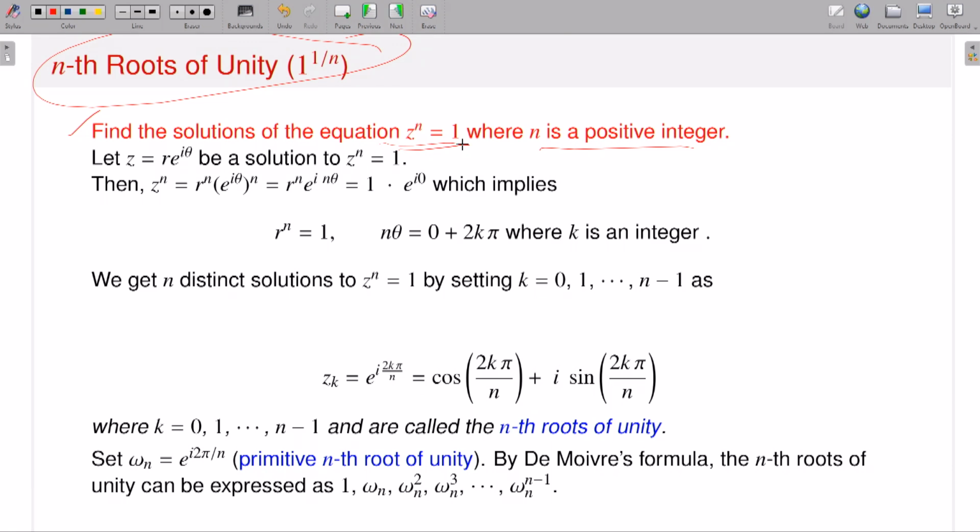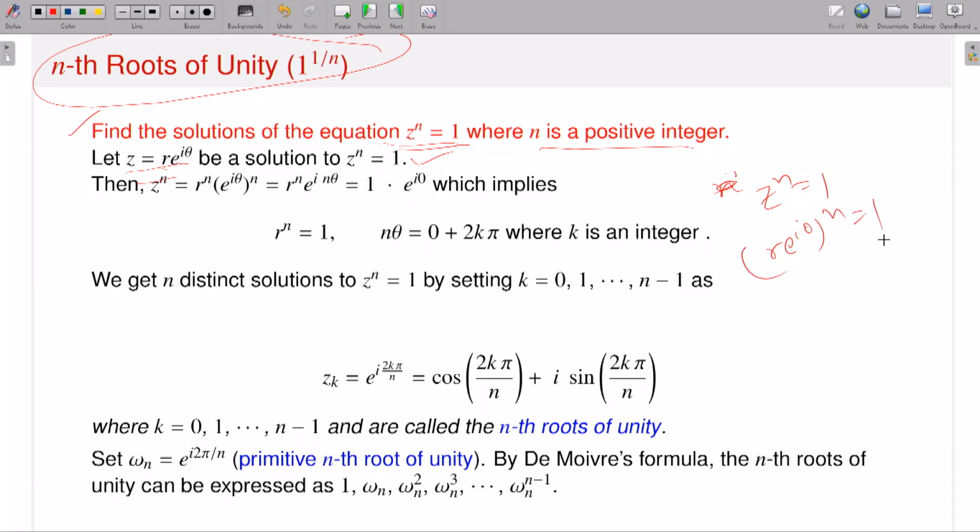So I want to find a complex number z which satisfies that if I take the nth power, it will give 1. Now, since z is a complex number, assume that it has an exponential form. So let r e to the i theta be a solution of z to the power n is equal to 1. I have to find what my r is and what my theta is. Now, z is equal to r e to the i theta is a solution, so (r e to the i theta) to the power n should also be 1, right?